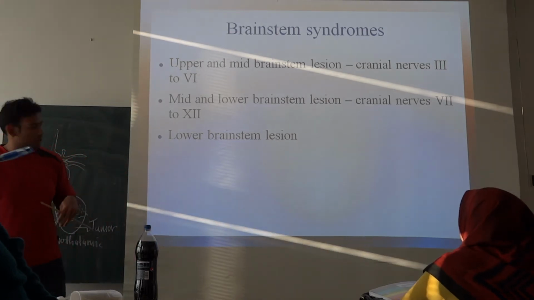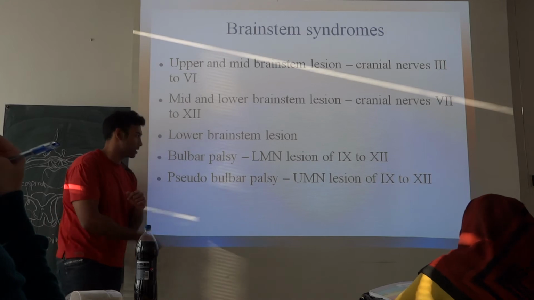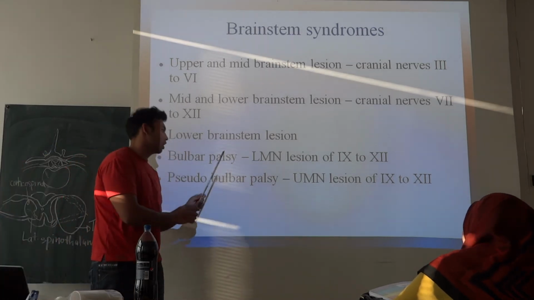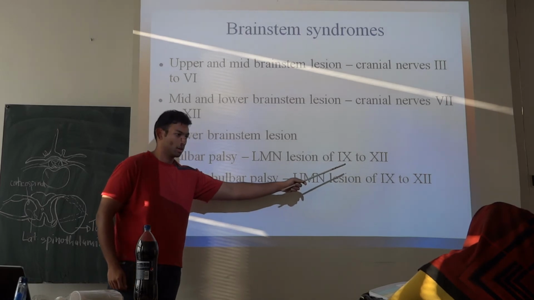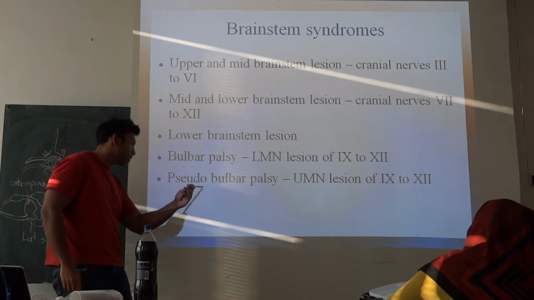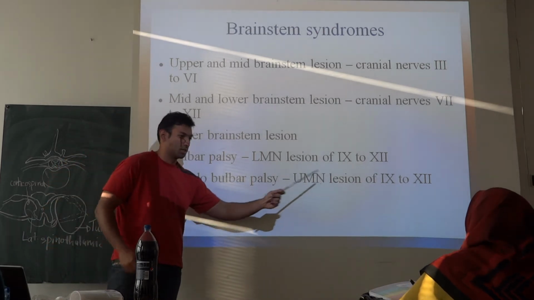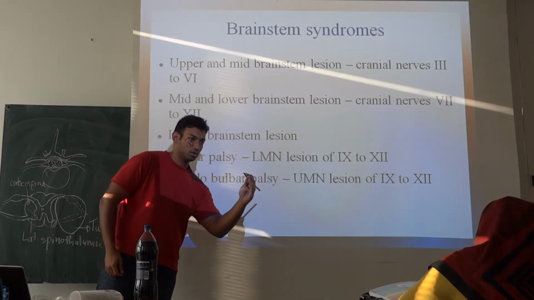And there are two syndromes you should know: bulbar palsy and pseudobulbar palsy. Basically, bulbar palsy is a lower motor neuron lesion of cranial nerves 10 to 12. These cranial nerves are involved in bulbar palsy. Pseudobulbar palsy is an upper motor neuron lesion. The nuclei of the same nerves are involved, and that would cause pseudobulbar palsy.